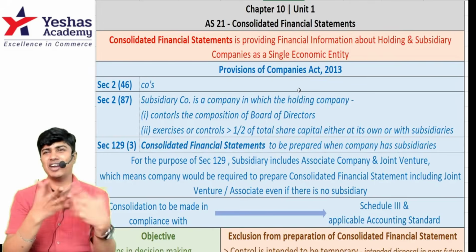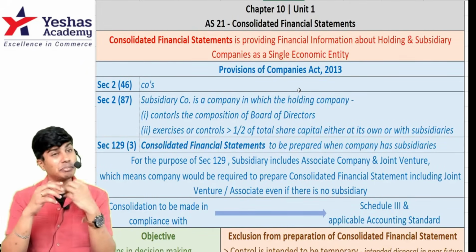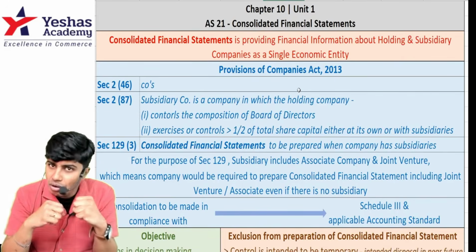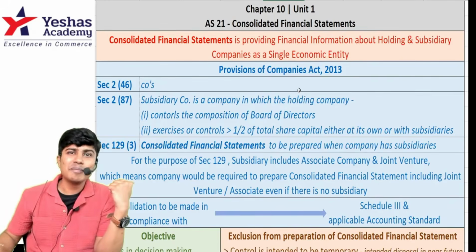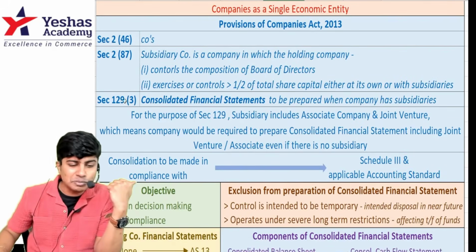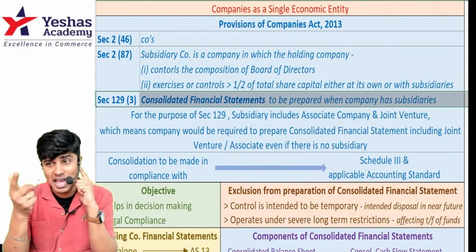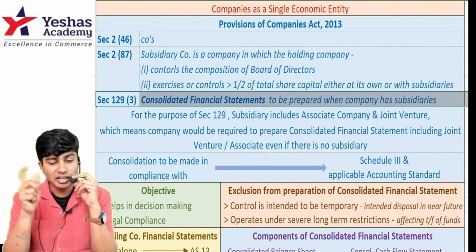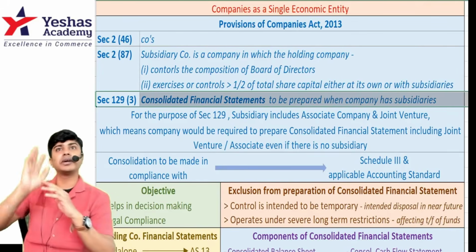Is it casual, because we have time, or is it because we have 14 marks in the exam that we prepare consolidation? Or is there a better reason why we prepare consolidation? There is a very strong reason. Why do we do consolidation? Because Section 129, subsection 3, which talks about consolidated financial statements, says that whenever there is a subsidiary company, you have to prepare consolidation.